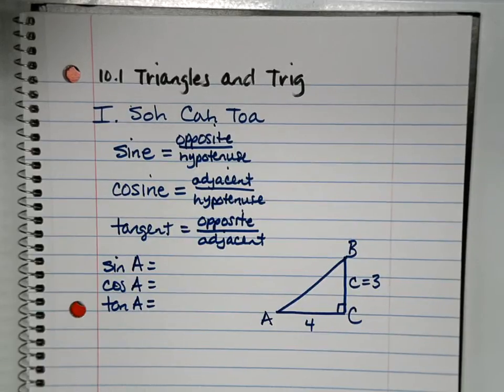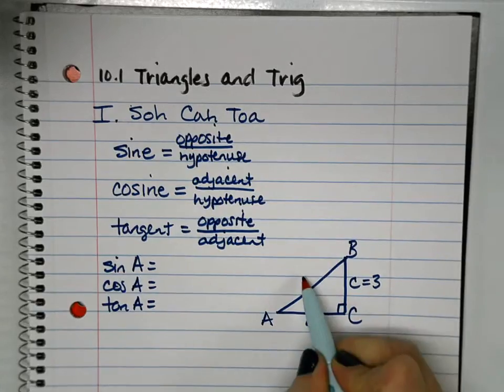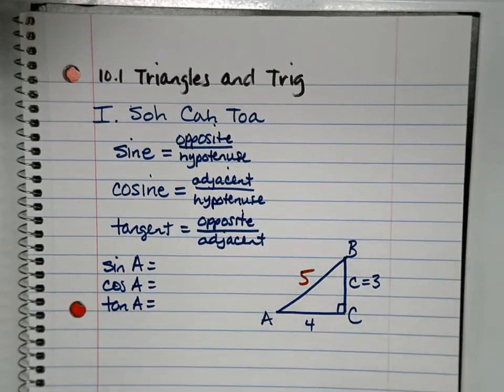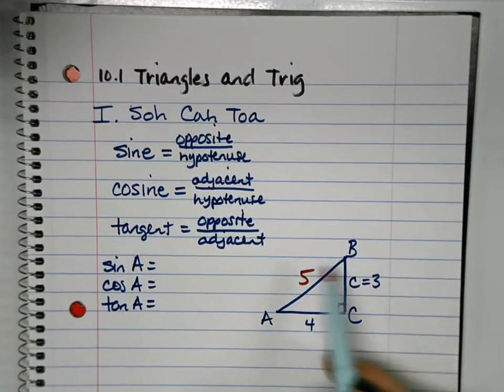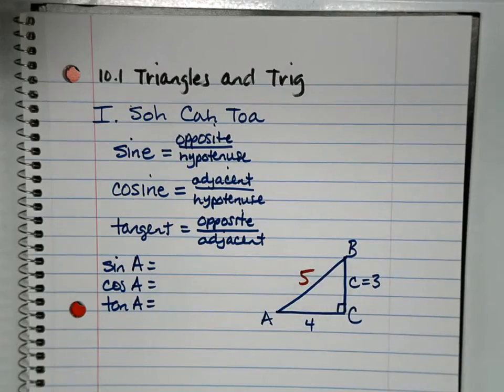So obviously using these ratios with sine, I'd need the opposite, and I would need the hypotenuse. We don't have the hypotenuse, but hopefully you could just look at that and tell me what the hypotenuse is. 5, yeah. Okay, because it's a Pythagorean triple, 3, 4, 5. If you didn't see it, how could you find it? Pythagorean theorem, right? 4 squared plus 3 squared equals whatever you want to call that, C squared.